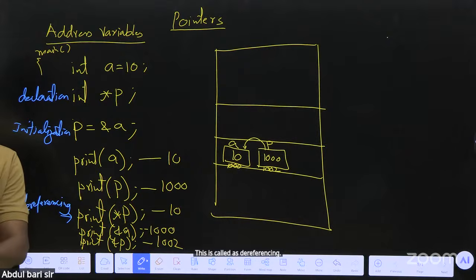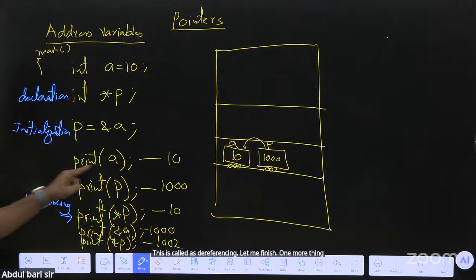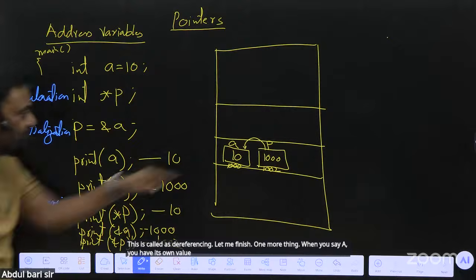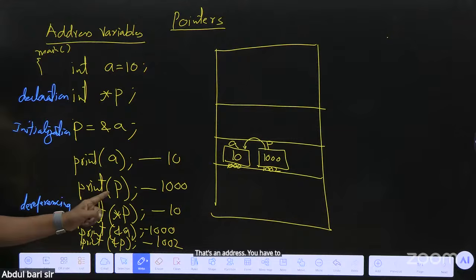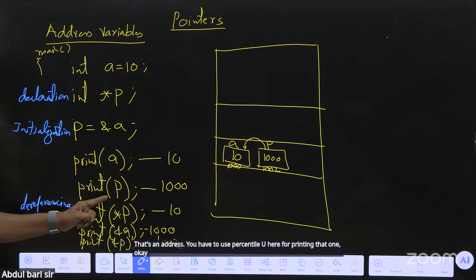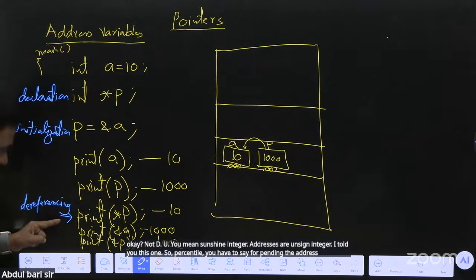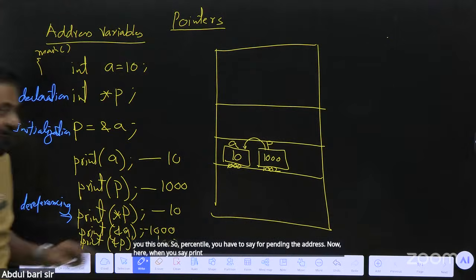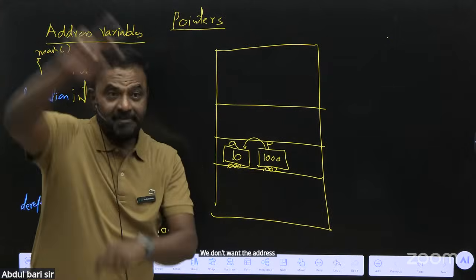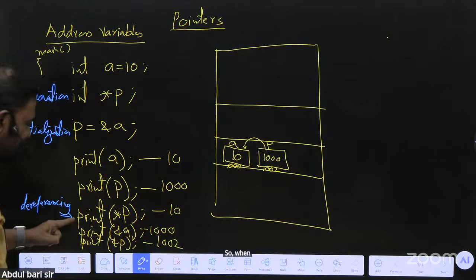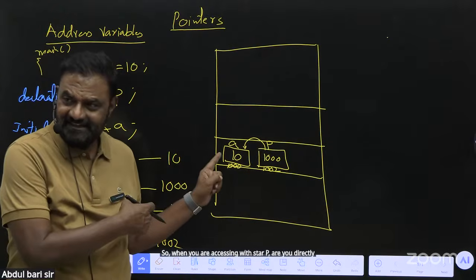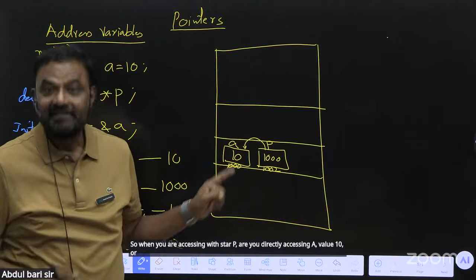Now, let me finish one more thing. When you say a, you have its own value. When you say p, you have its own value. That's an address. You have to use percentile U here for printing that one, not d. U means unsigned integer. Addresses are unsigned integers, I told you this. So percentile U is needed for printing the address. Now here, when you say print star p, what does it mean? We don't want the address. We want the data present at that address. So go there and get the data. When you are accessing with star p, are you directly accessing the value 10 or indirectly accessing? Indirectly.